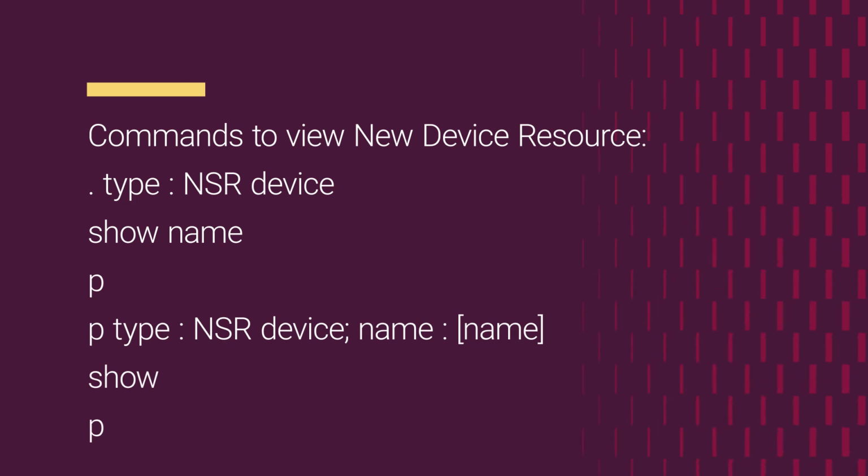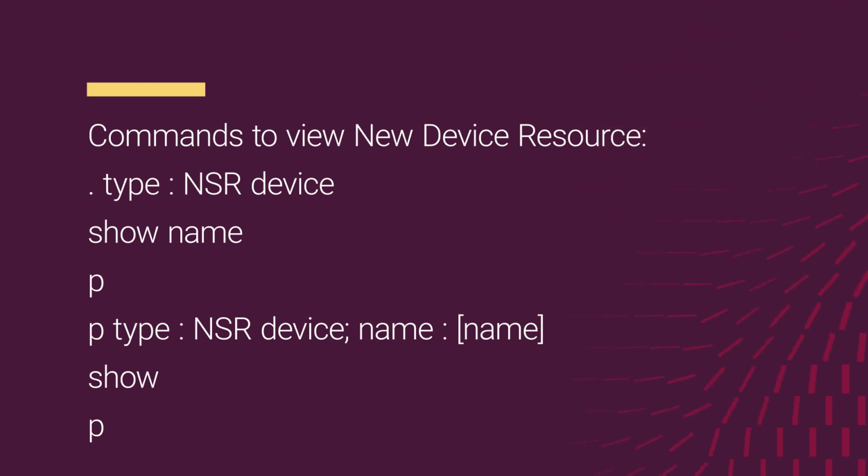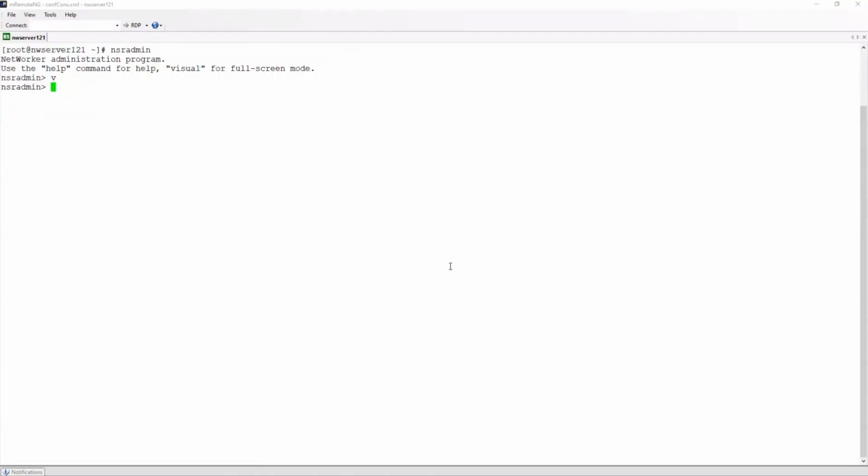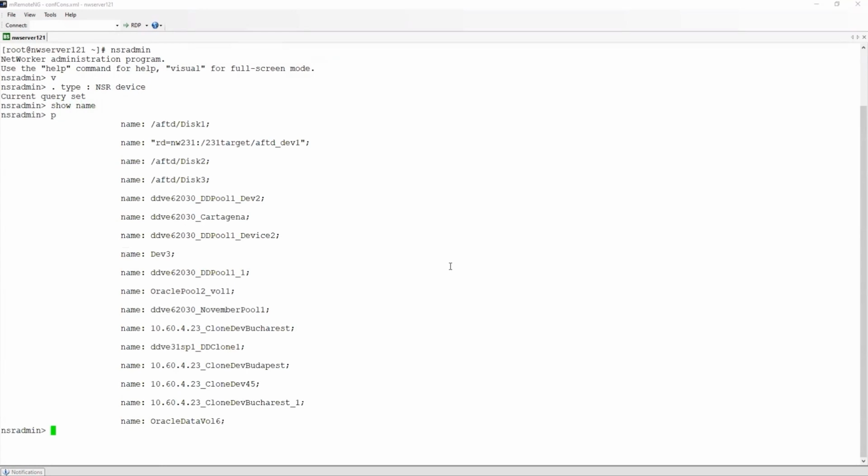We could do this in visual mode, but it's usually easier to do this using standard nsradmin commands in order to inspect all of our devices, including the newly created device. The syntax for that is here. We go . type: nsr device. We're going to use show name, just to look at the name column for each of the resources so that we have the correct name for our new device.